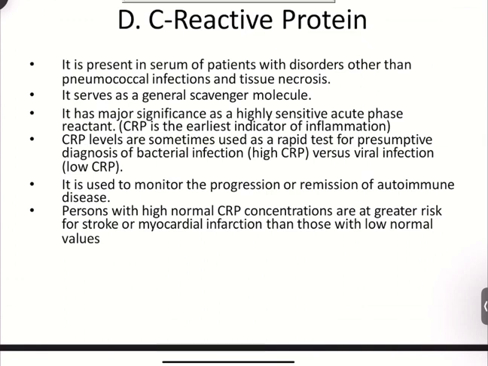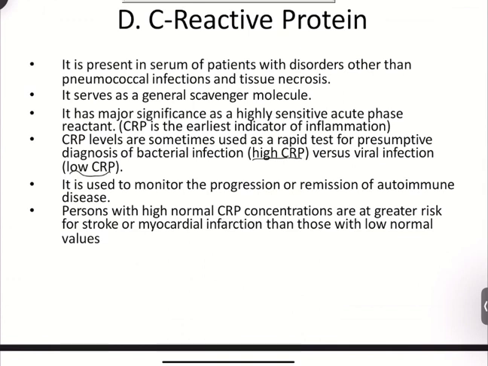CRP can be used in the indication of your inflammation. Okay, CRP levels are sometimes used as a rapid test for presumptive diagnosis of bacterial infection, okay, versus your viral infection. So in your bacterial infection, your CRP is high, while in viral infection, your CRP is low.